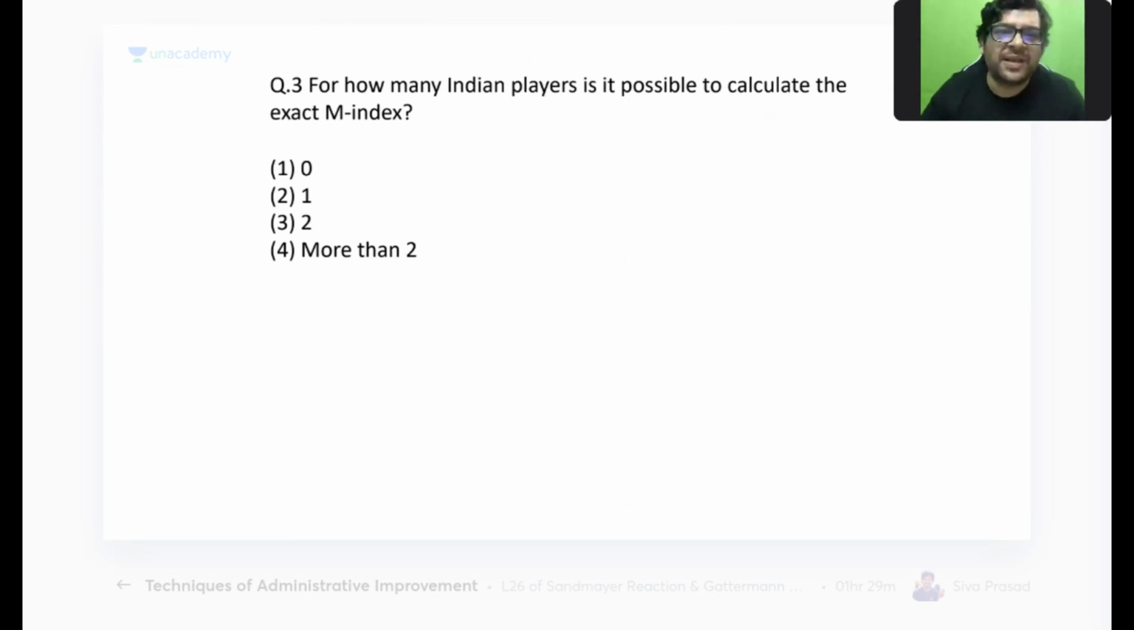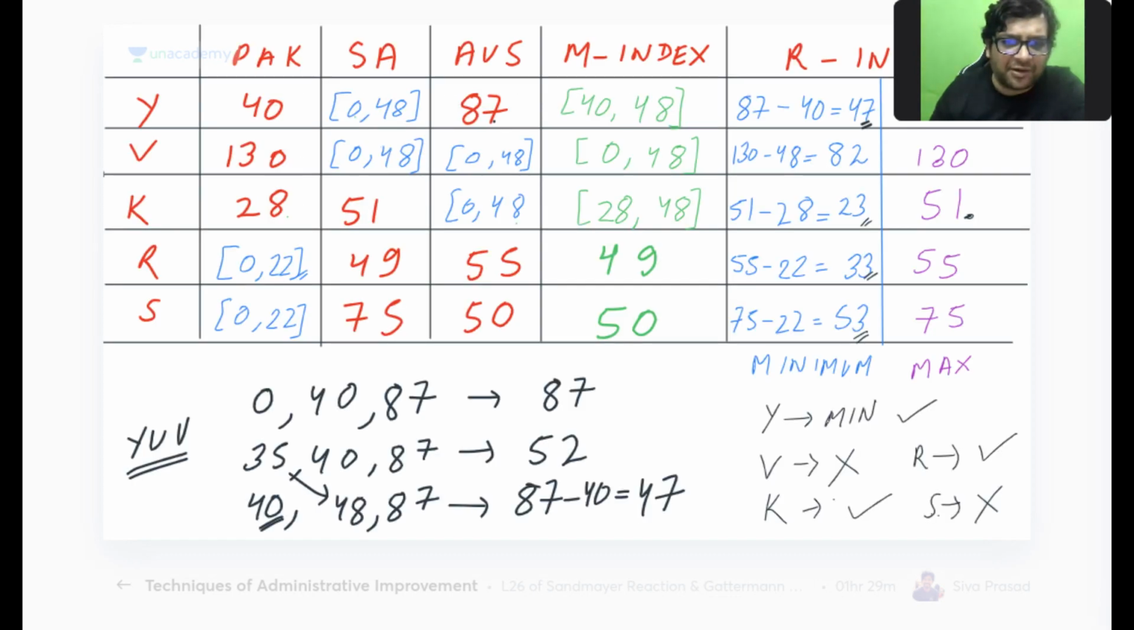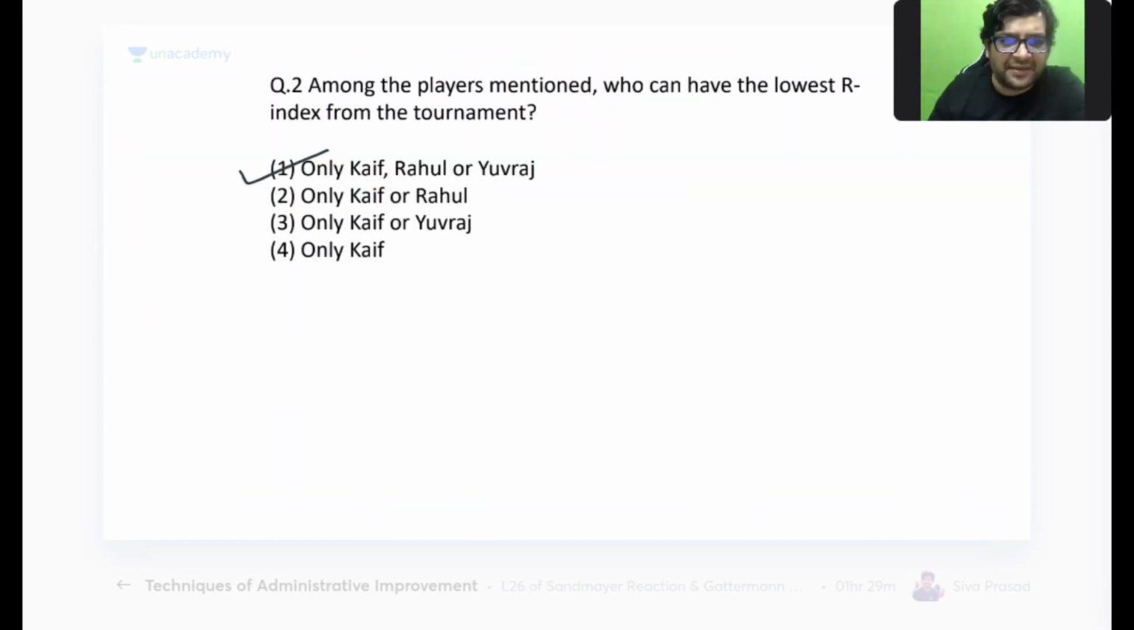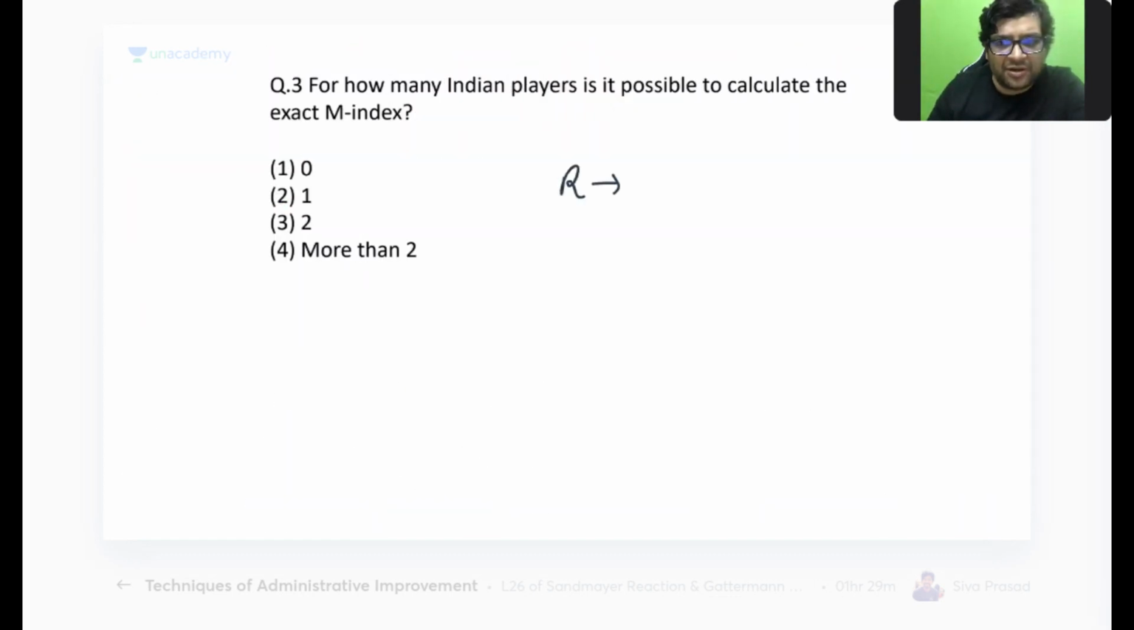Then, for how many players is it possible to calculate the exact M index? I think for Saurav and Rahul, 49 and 50. For Rahul, it is 49. For Saurav, it is 50. So for two of them, it is possible to do that.